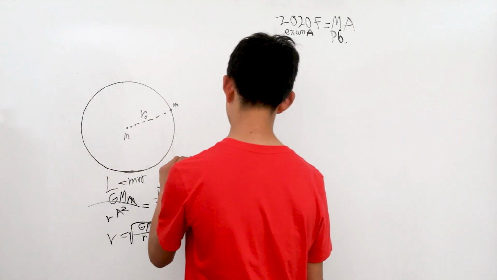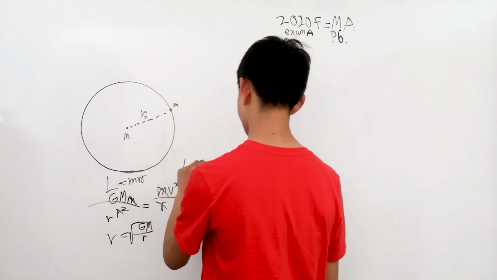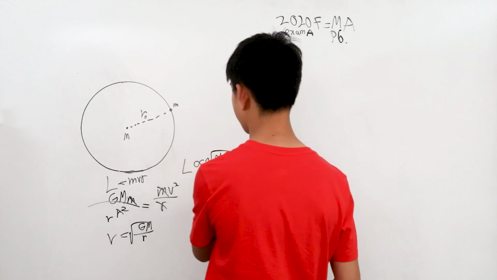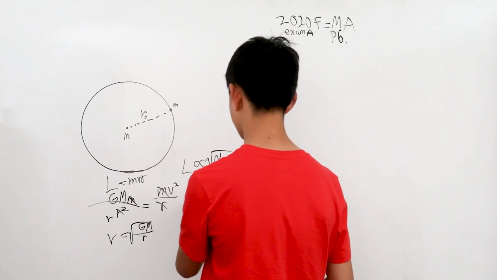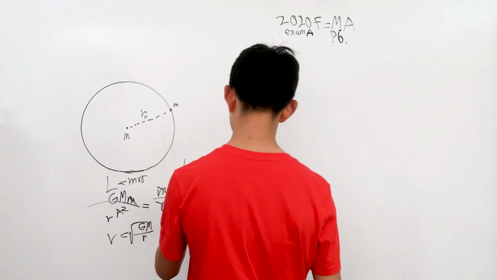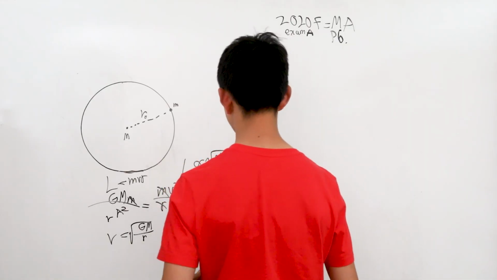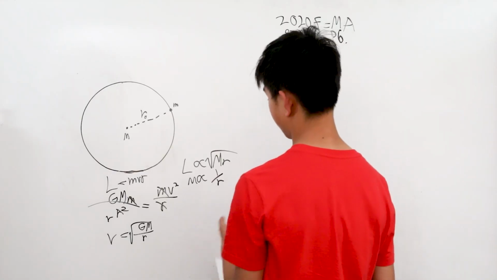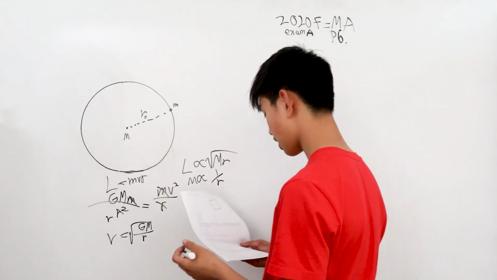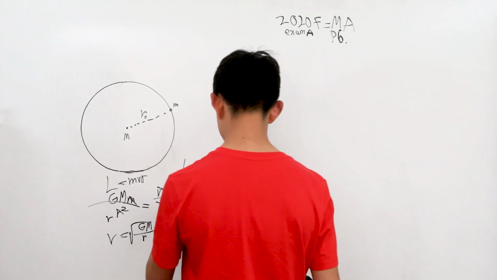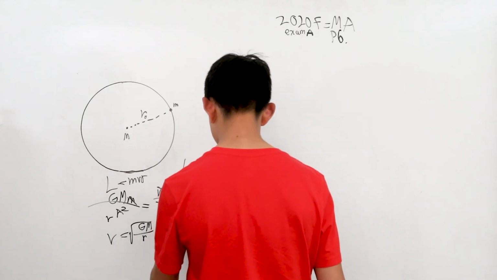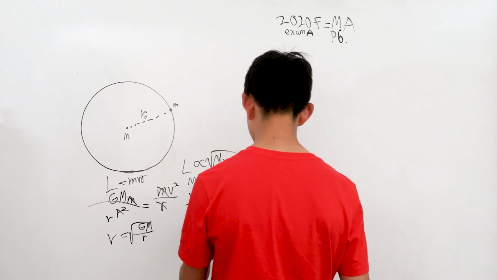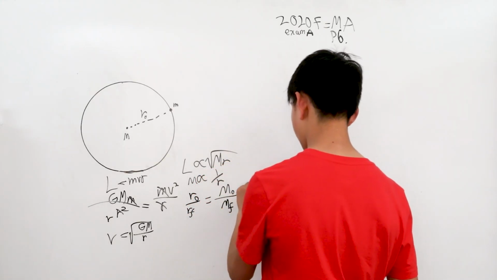It is then true that L is proportional to the square root of the big mass of the star times r, the radius. And then the mass is proportional to the inverse of r. Therefore, we have this, right? You can then say that r0 over r final is equal to m0 over m final, which is 0.99.